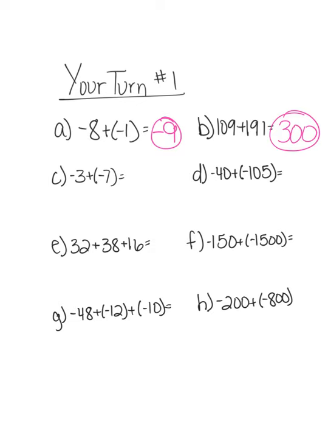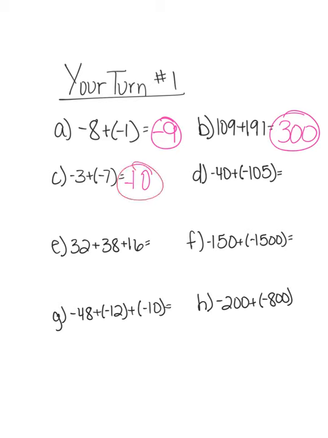Moving on to C, we have -3 plus -7. Add the absolute values, and we get 10, and we apply the sign of both integers, which is a negative. Therefore, our sum is -10.